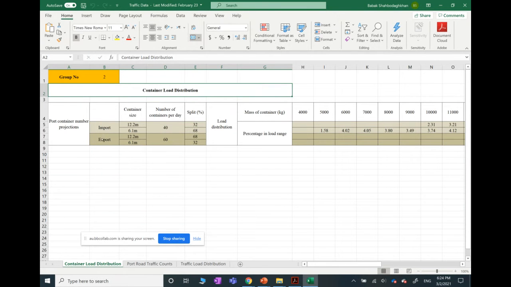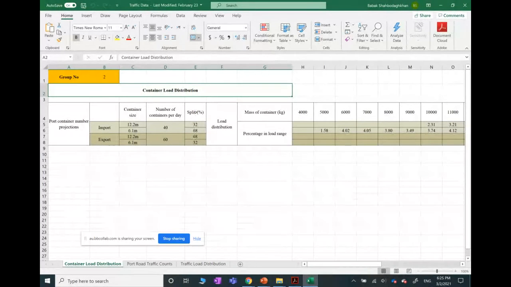So we have two groups of containers, the ones imported to the port and the ones exported from the port, and two different sizes, 12.2 meter and 6.1 meter. These are two very common types of containers. The number of containers per day is 40 import and 60 export.